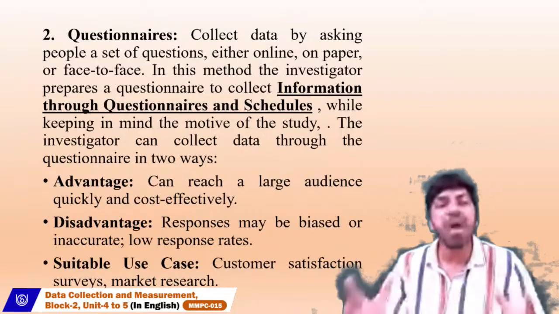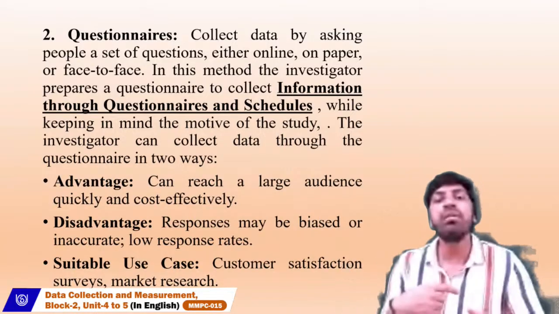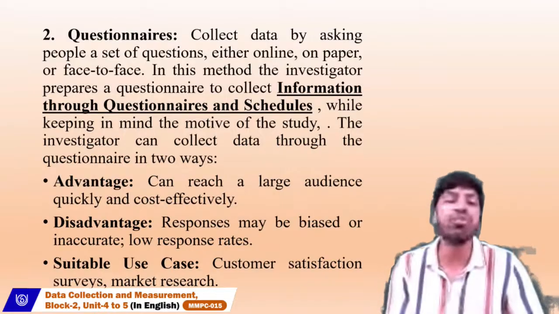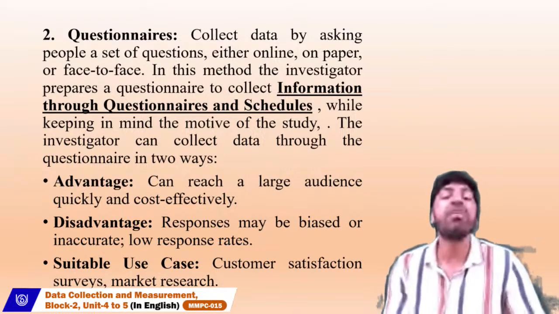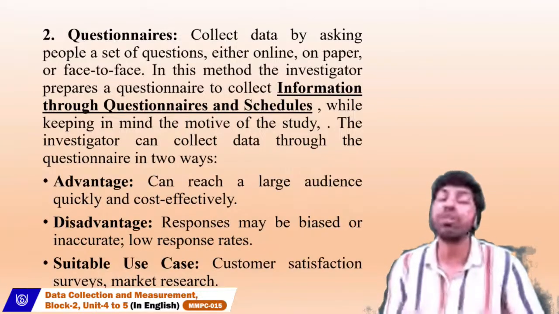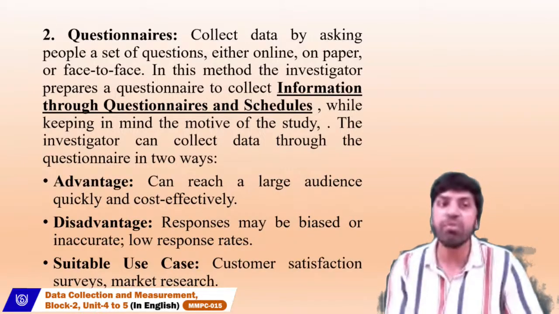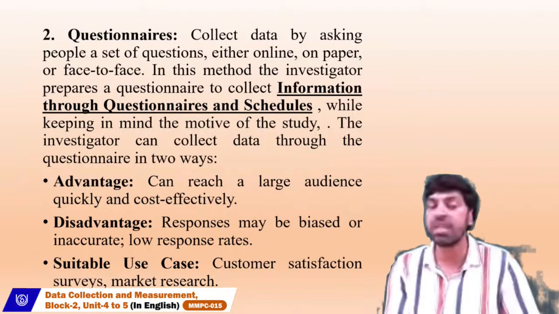While keeping in mind the main objective of the study, the investigator or researcher could collect the data through questionnaires in mainly two forms. It could be mailed questionnaires, or it could be physical questionnaires. These are the two ways the researcher could adopt while collecting primary data. But as every method has advantages and disadvantages, this method also has its own.